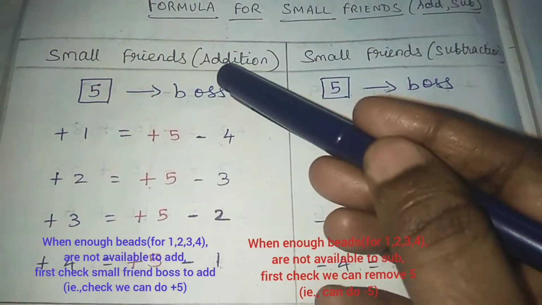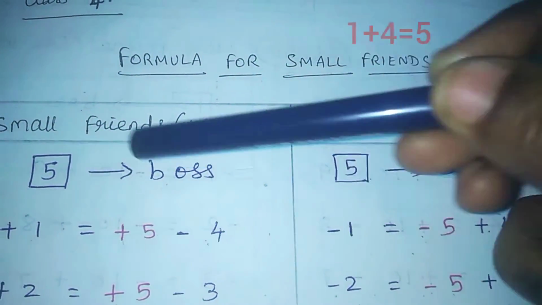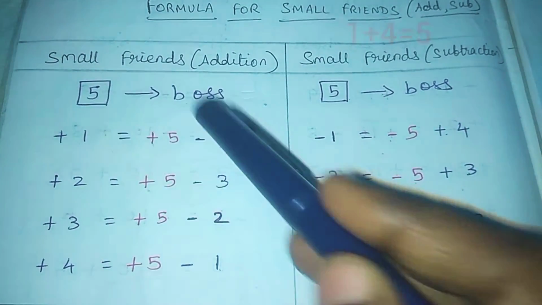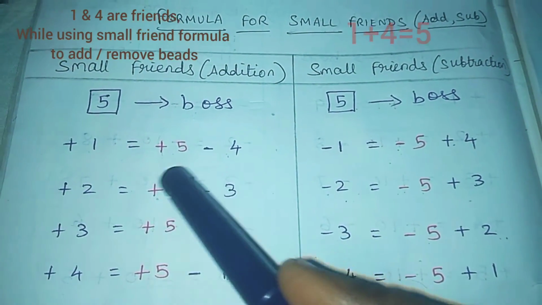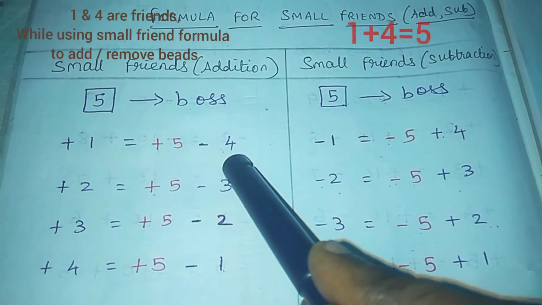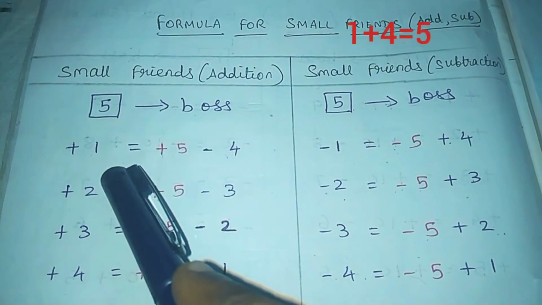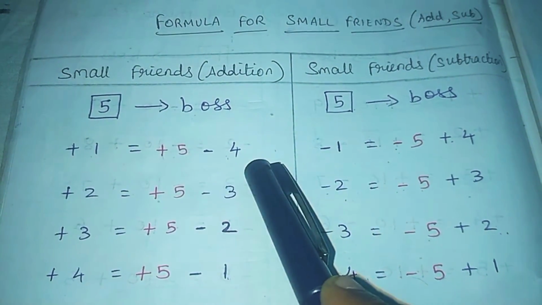In small friend formula, 5 is the boss. Small friends are the numbers that add up to the total of 5, right? So 1 and 4 are friends. As we know that 1 plus 4 equal to 5, right? So one friend be in plus, another friend should be in minus, minus 4. In addition, boss should be in plus. Plus 1 equal to plus 5 minus 4 is a small friend formula for adding 1.